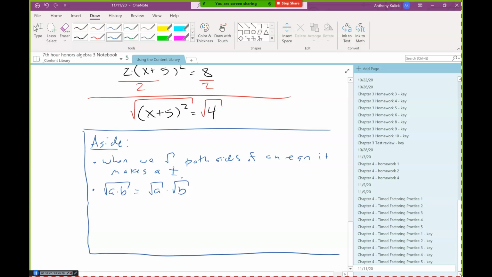The next thing is that the square root of a product is equal to the product of the square roots. Similarly, the square root of a quotient is equal to the quotient of the square roots. And the last thing is that the square root of a sum or difference is not equal to the sum or difference of the square roots. So those are 4 little asides that we need to make sure that we remember.